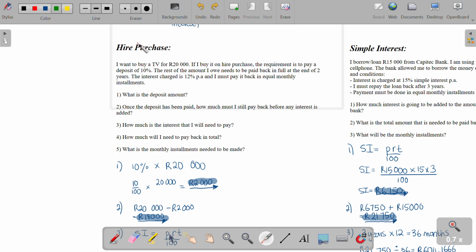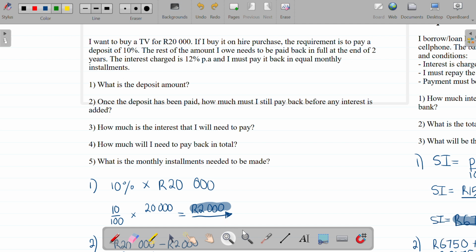So it's when you buy an item or you buy something, and usually, more often than not, you would make a deposit, which I'll explain just now, and then, depending on the situation, you would pay the rest of the amount back to whoever you're borrowing it from. However, they will charge you interest on that amount. So let's read the story together.